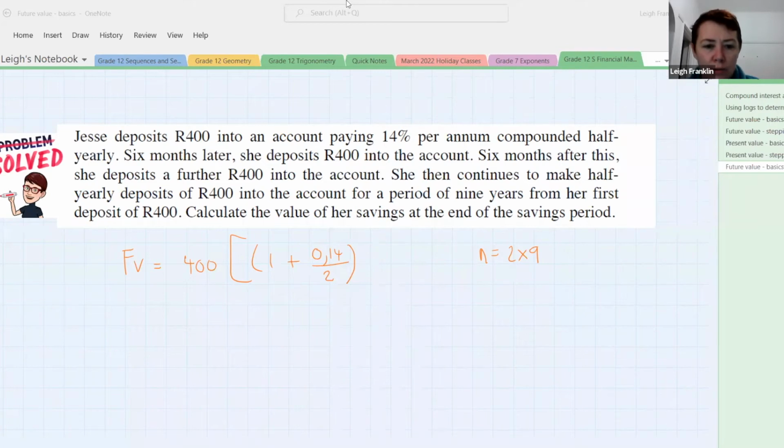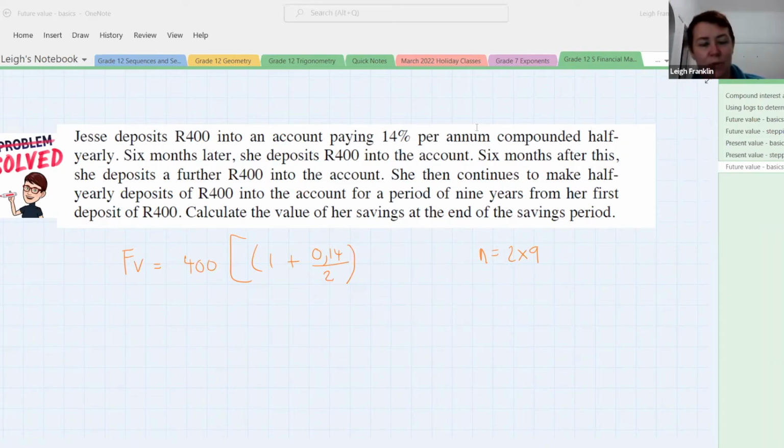A lot of you have said we're not going to add the 1, but unfortunately that's not correct. We are going to add the 1 in this case. So we've really got to read so carefully. Jessie deposits 400 Rand into an account paying 14% per annum, compounded half yearly. That is an immediate payment.